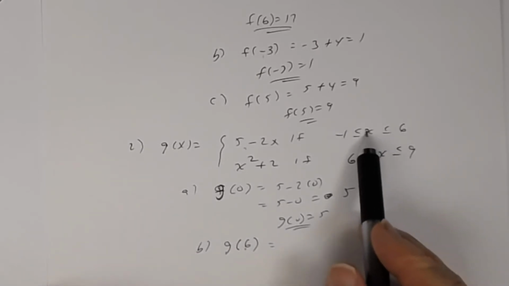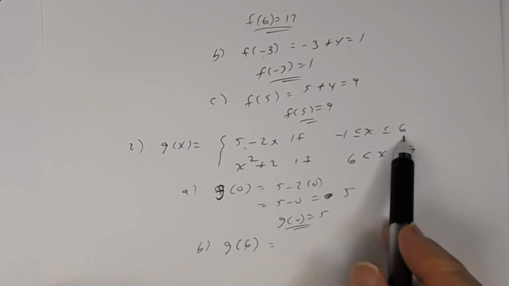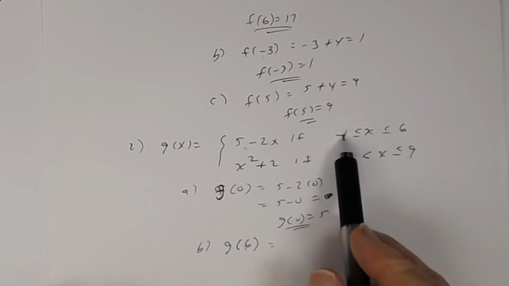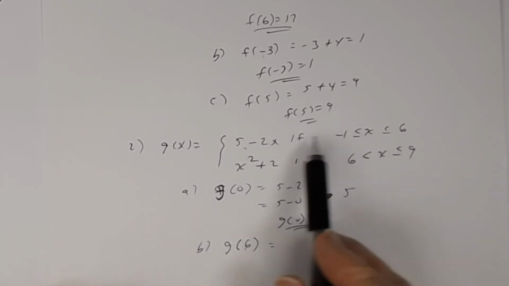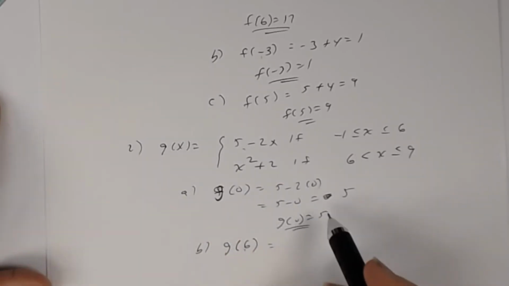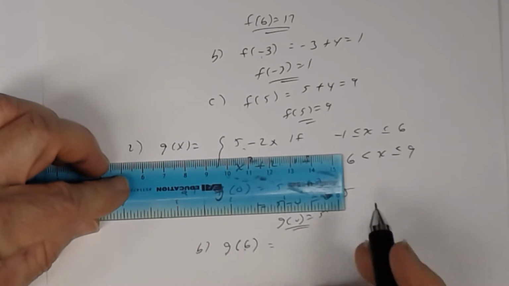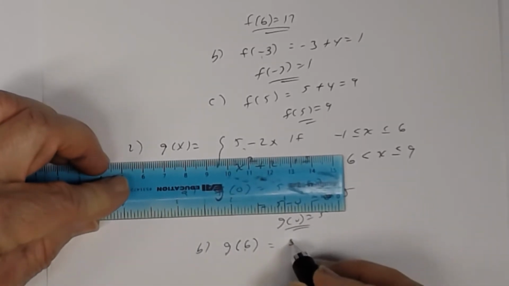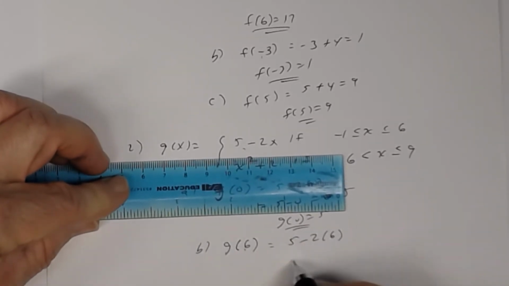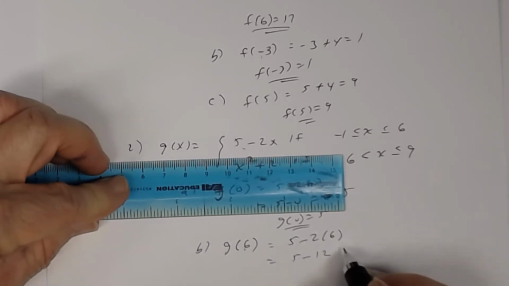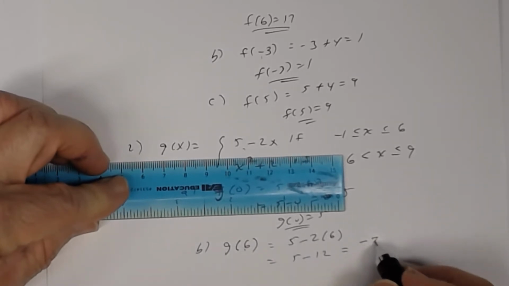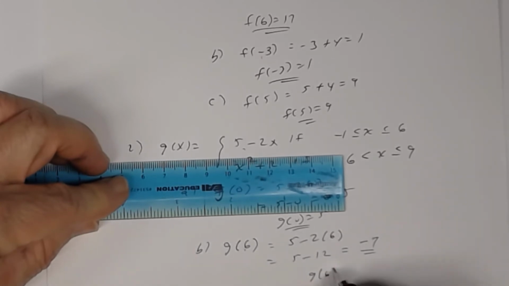All right, so if you put 6 here, 6 is less than or equal to 6. That's true. And at the same time, -1 is less than or equal to 6. So that's the one you're going to use. So always make sure you use the right function. So g of 6 then will be 5 minus 2 times 6. So that's 5 minus 12, which is -7. All right, so g of 6 equals -7.